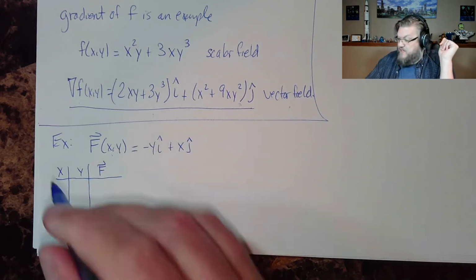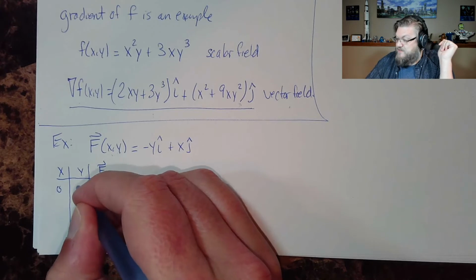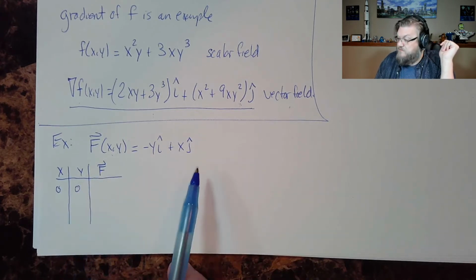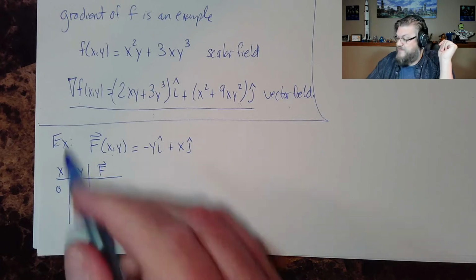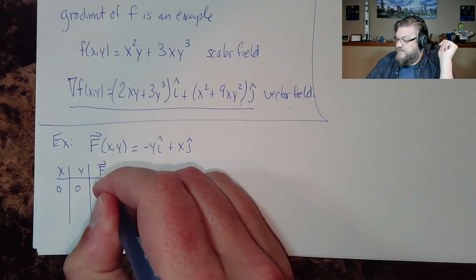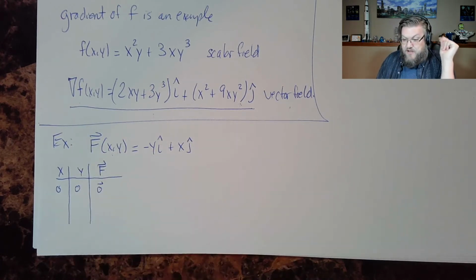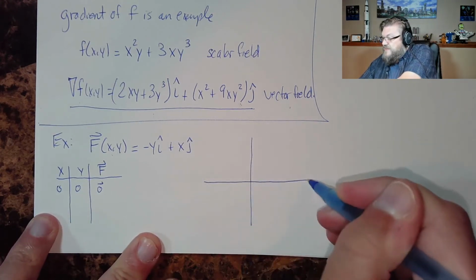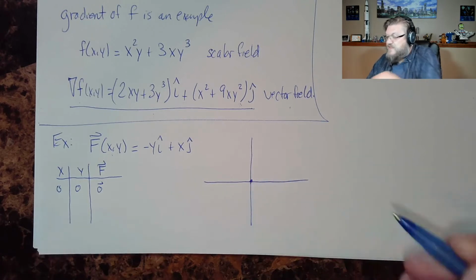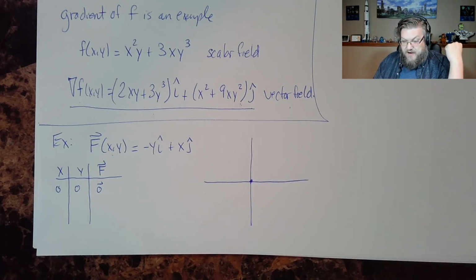Right, so maybe I pick the origin. If x is 0 and y is 0, I pick the origin. Well, I'm talking about the 0i plus 0j vector, yeah? So I'm talking about the 0 vector. So I can draw the 0 vector at the origin. So if I was to start to plot this, I would just have a dot representing the 0 vector there.